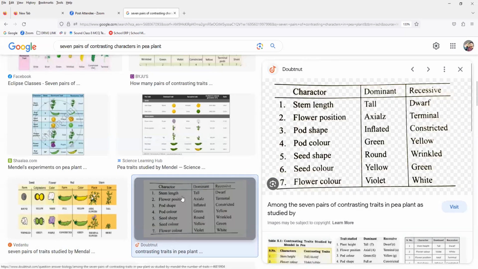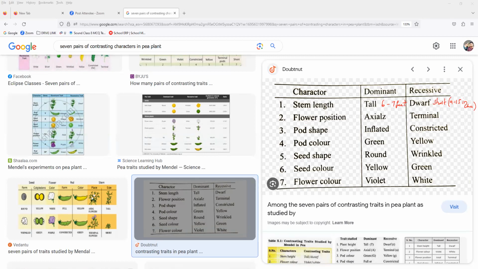First, stem length. He chose tall plants of about 6 to 7 feet. How many feet, everybody? About 6 to 7 feet. And dwarf. What do you mean by dwarf? Dwarf we can also call short, which is around 9 to 15 inches. So we can see completely different ones. Am I right or wrong, everybody?